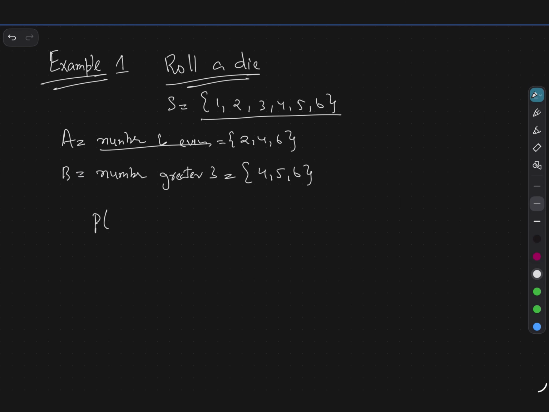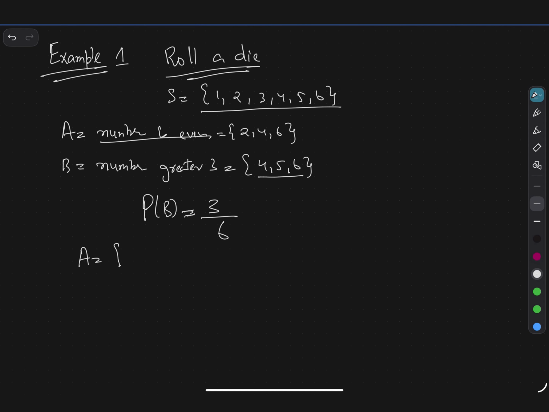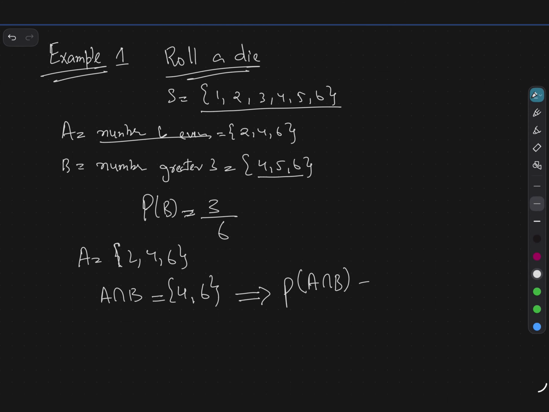Then probability of B will be equal to 3 over 6, as there are 3 elements in the event B and total outcomes is equal to 6. We know that A is equal to 2, 4, 6, that is all even numbers. Then A intersection B, or A and B, will be equal to 4 and 6. And if we find the probability of A and B, that will be equal to the number of elements in this set, 2, over total number of outcomes, that will be equal to 2 by 6.